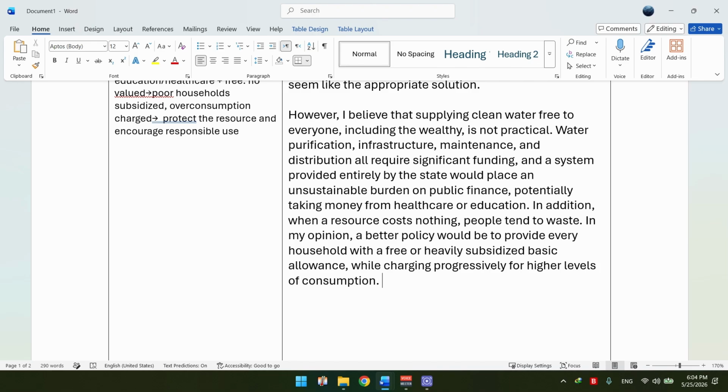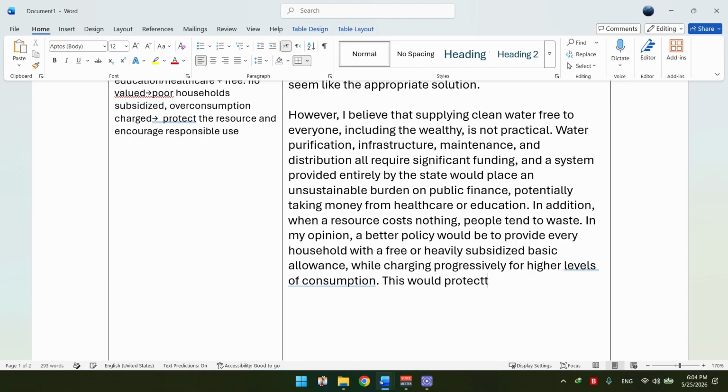So if we do this, what is going to be the result? I can't just mention a solution and not talk about the end result of it. So that's what I need to do here. This would protect, because this is the ultimate goal here, our resources, and also not take money from education or healthcare.